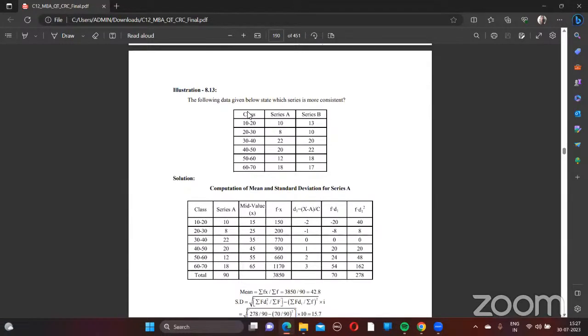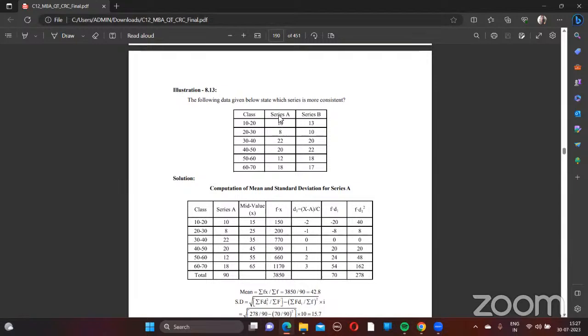You can see here the example 1, illustration 8.13, which is there in your material also. The following data given below, state which series is more consistent. Which series is more consistent? That means series A and series B is given.